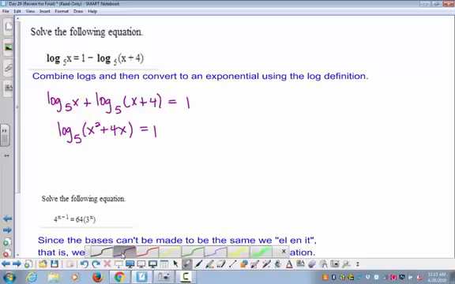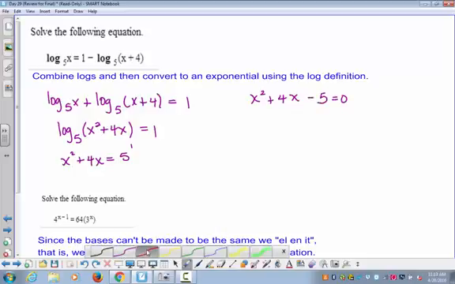Now we use the definition of the log. Now we're going to move from a log equation to an exponential equation. And that's what the definition of the log does. The definition of the log allows us to go back and forth between the two. And the definition of the log, in terms of the exponential, says the argument is equal to the base raised to the other side. The other side is a 1, so we just get 5 to the 1. Not too big a deal. So we have x squared plus 4x minus 5 is 0.